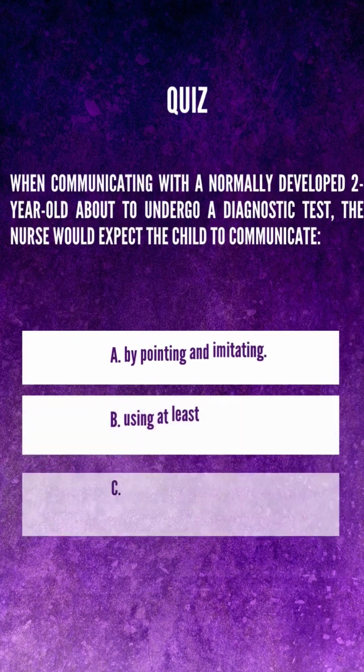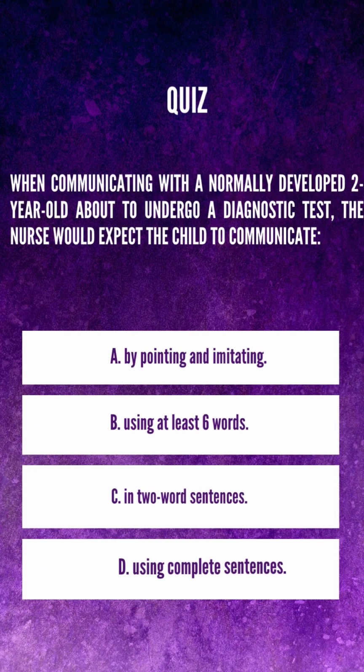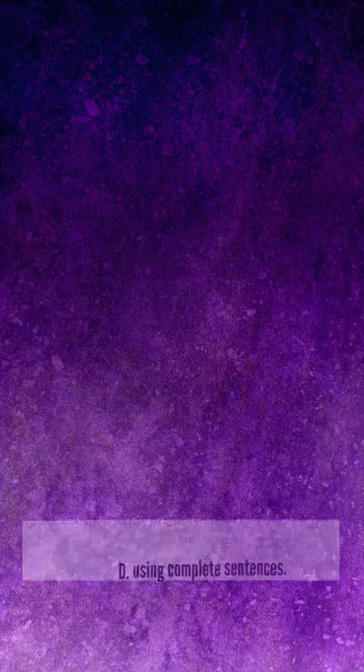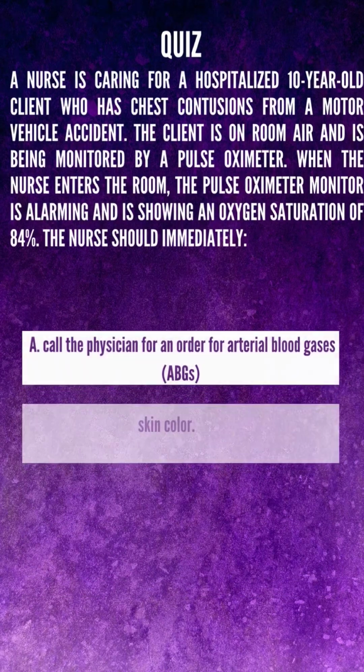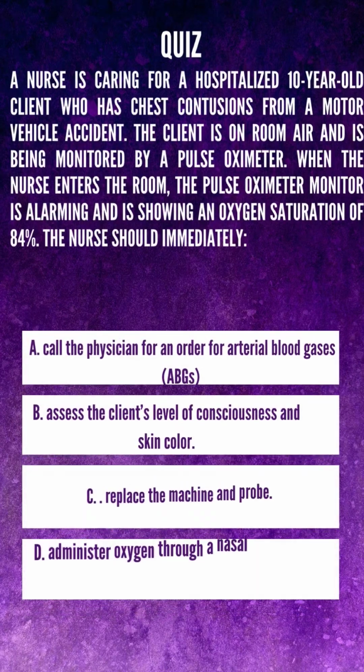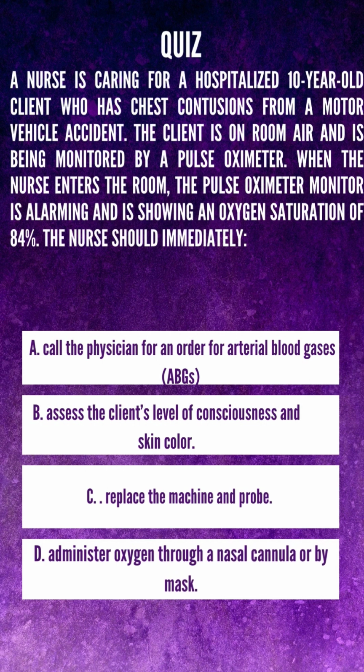Next question is, when communicating with a normally developed 2-year-old about to undergo a diagnostic test, the nurse would expect the client to communicate, option A, by pointing and imitating, option B, using at least 6 words, option C, in 2-word sentences and option D, using complete sentences. So which of these options is the characteristic of a 2-year-old? The answer is option C.